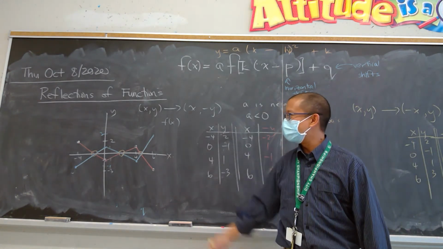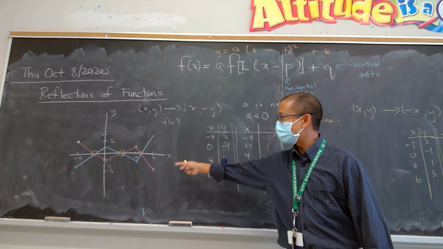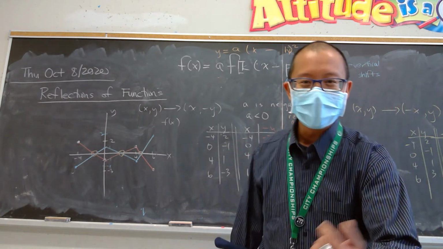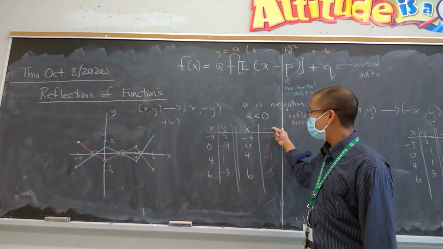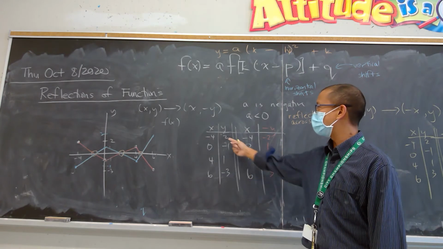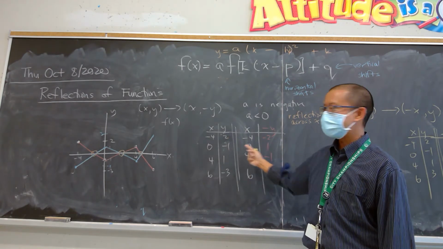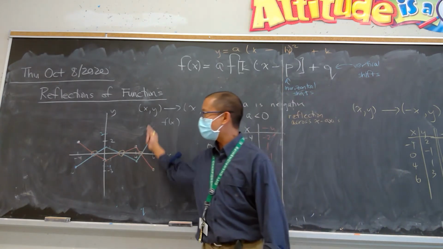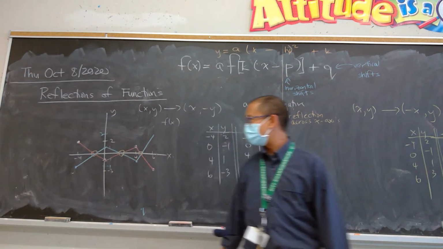The blue one is the answer. The red one was actually our function. And a lot of you realized really quickly here, we are multiplying the y values by -1. So that's why the 2 changed to -2, the -1 changed to 1, the 1 changed to -1, and -3 changed to 3. And when you plot them out, that's what we get in blue.